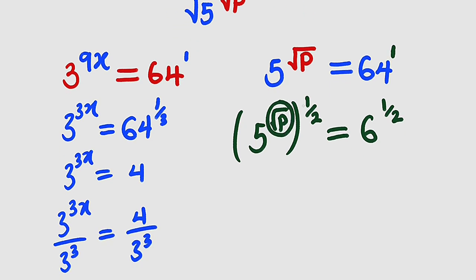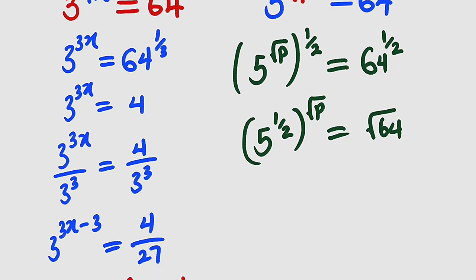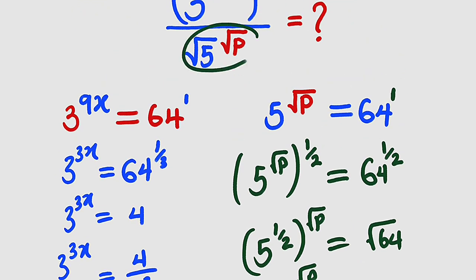You can switch this. You can take this one outside and bring this one in according to one of the laws of indices. So we have 5 raised to the power of 1 over 2, raised to the power of the square root of p. And this is nothing but, remember this is 64, not 6. Power of 1 over 2 is the same thing as the square root of that value, right? So this is square root of 64, and this is square root of 5. So we have square root of 5 raised to the power of the square root of p, and this is nothing but 8, because the square root of 64 is 8. So you can see that our denominator is 8.